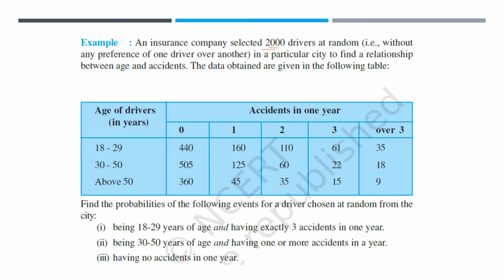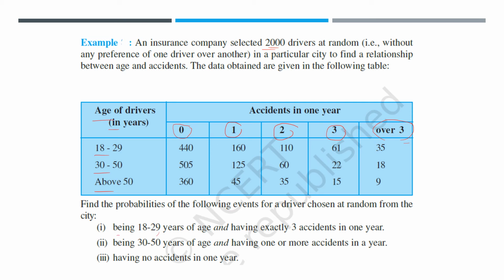So what do we have in the table? Age of the drivers in years: 18 to 29, 30 to 50, above 50. And for each age, accidents in 1 year. So how many of the drivers have 0 accidents, 1 accident, 2 accidents, 3 accidents, more than 3 accidents. This is all put down in a table format. This is a lot of data. Find the probabilities of the following events for a driver chosen at random from the city.